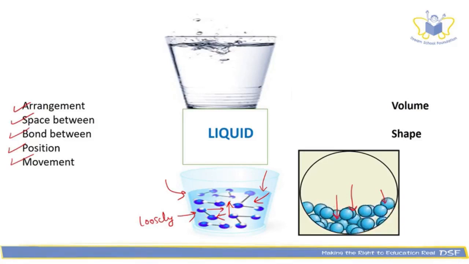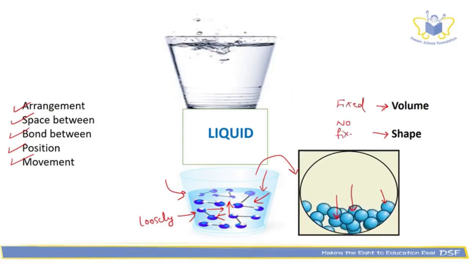I did tell that the bonds are not very strong between the particles, and yet they are not so weak as to let go of particles very easily. Hence, they have a fixed volume, but the particles are not very rigidly held on to. Hence, you can pour a liquid onto a glass or onto a surface. That is the reason they do not have a fixed shape. So basically, liquids have fixed volume but no fixed shape.